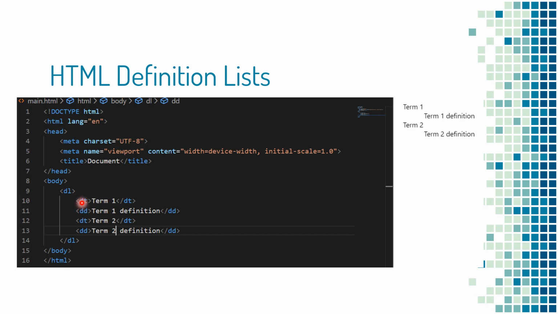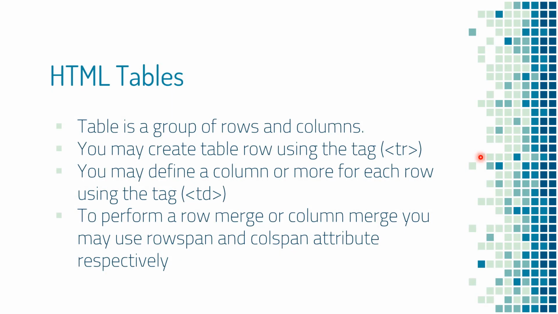And the order here matters. So if you have 3 or 4 DTs, and after, on the 4th or 5th line you included DD, that means you will have 3 or 4 terminologies, then just one definition for all these 4 or 3 terminologies you have.